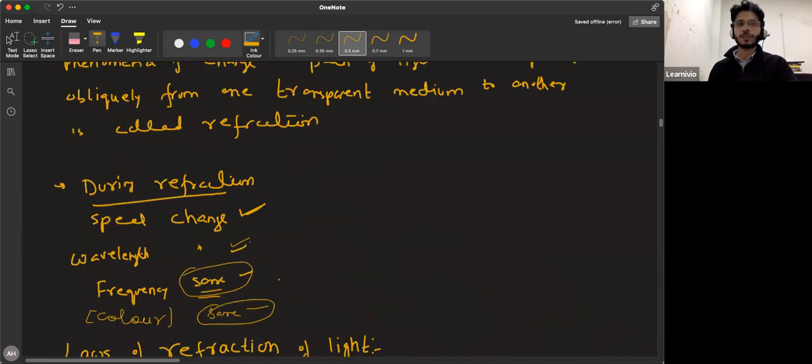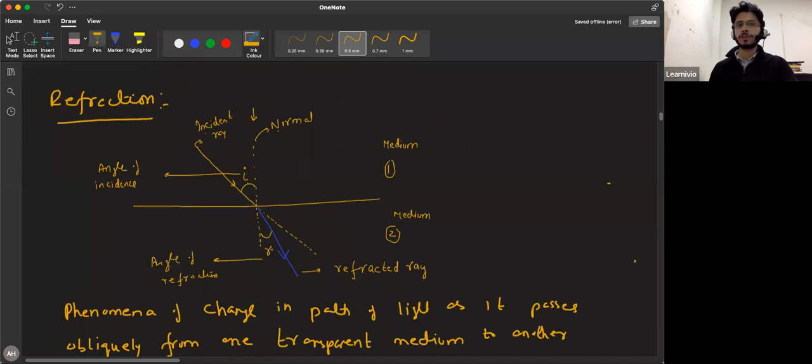The second law says this is the angle of incidence and this is the angle of refraction. If you take the ratio of sine of angle of incidence and sine of angle of refraction, which means you take sine I and sine R, this ratio will always remain constant. If you change I, then R will change in a way that sine I by sine R will remain constant.